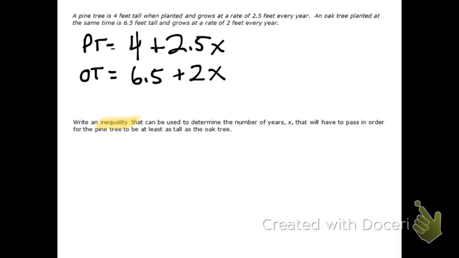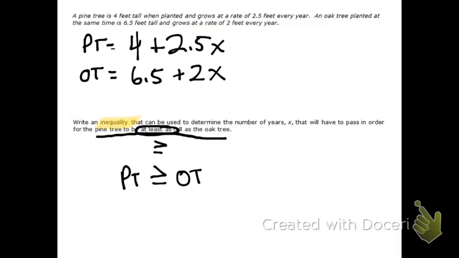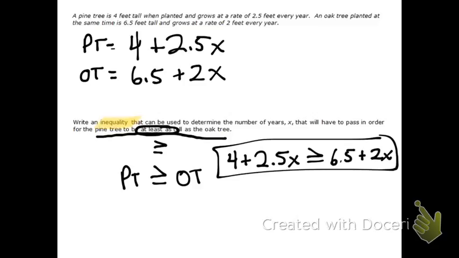So there's my starting point. I want the inequality that can be used to determine the number of years that will have to pass for the pine tree to be at least as tall as the oak tree. If I want it to be at least as tall, that means I want it to be greater than or equal to. "At least as" tells me greater than or equal to. So I want my pine tree greater than or equal to my oak tree. Let's rewrite it, filling in our expressions. 4 plus 2.5x, that's my pine tree. I want it to be greater than or equal to my oak tree, which is 6.5 plus 2x. And there's our inequality right there.